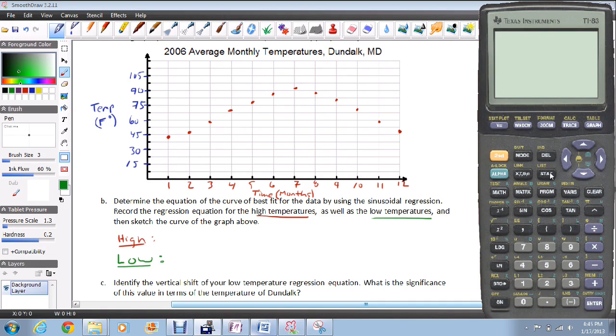Now I'm going to do the same thing, but I'm going to figure out the sine regression curve for our average low temperature. So I'm going to hit Stat again. I'm going to go to Calc. I'm going to find my SinReg, hit Enter, but this time I'm going to pull the data from L1 and L3, our months and our average low temperatures. So hit second 1, comma, second 2, Enter, and it's going to give us the other equation.